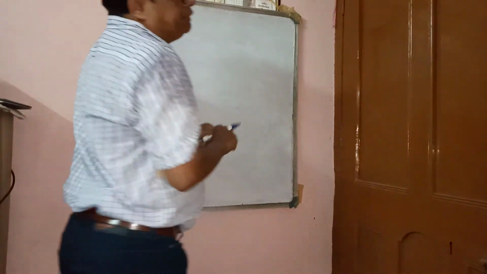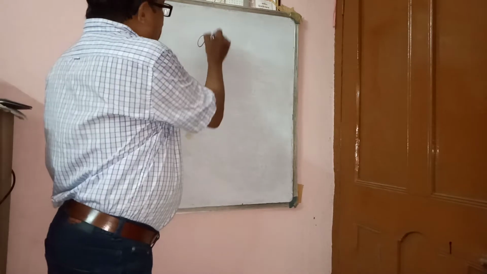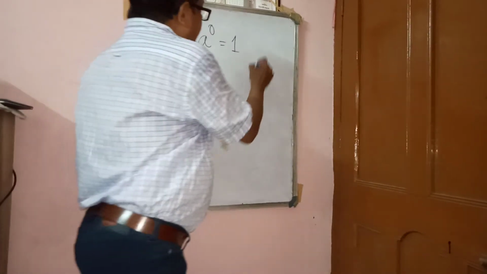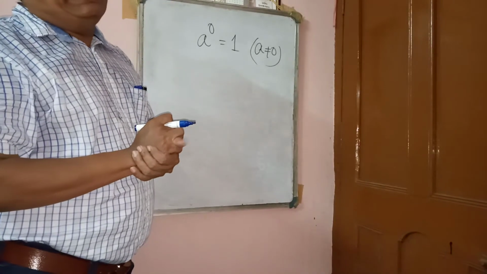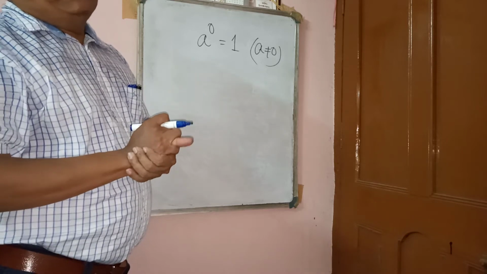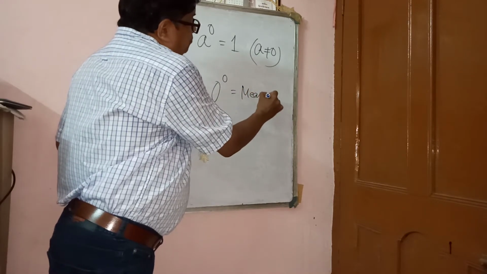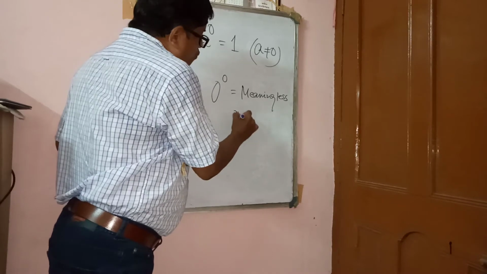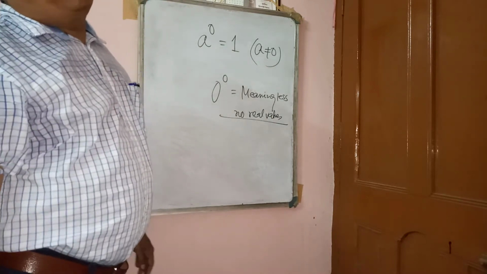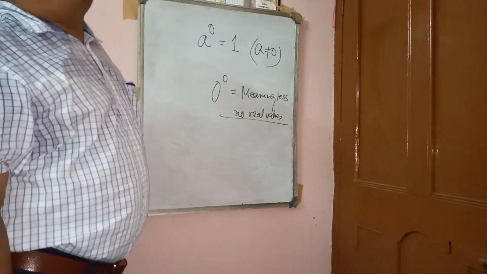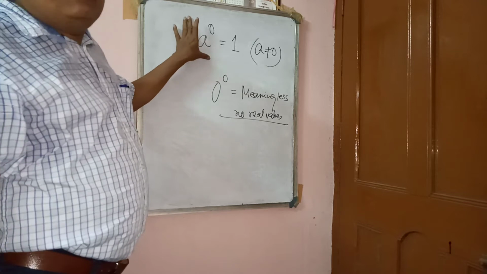Now, all of you know a to the power 0 is always 1. What is the condition? See, a to the power 0 is 1 when a is not equal to 0, because 0 to the power 0 is meaningless, no real value. Keep in mind, 0 to the power 0 is meaningless. There is no real value; it is an undefined form.